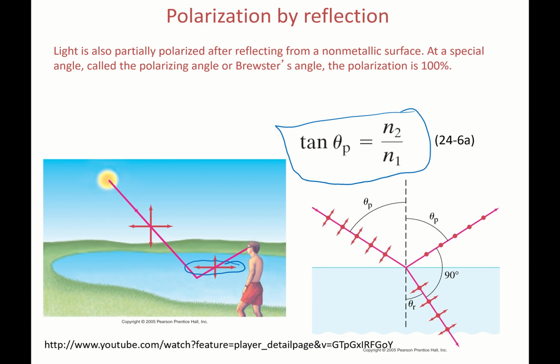And experimentally, we find that Brewster's angle is the angle at which the index of refraction for the material it's going into, so for example water, divided by the index of refraction of the material it's coming from, typically air, so that would be 1. The tangent of Brewster's angle is N2 over N1.